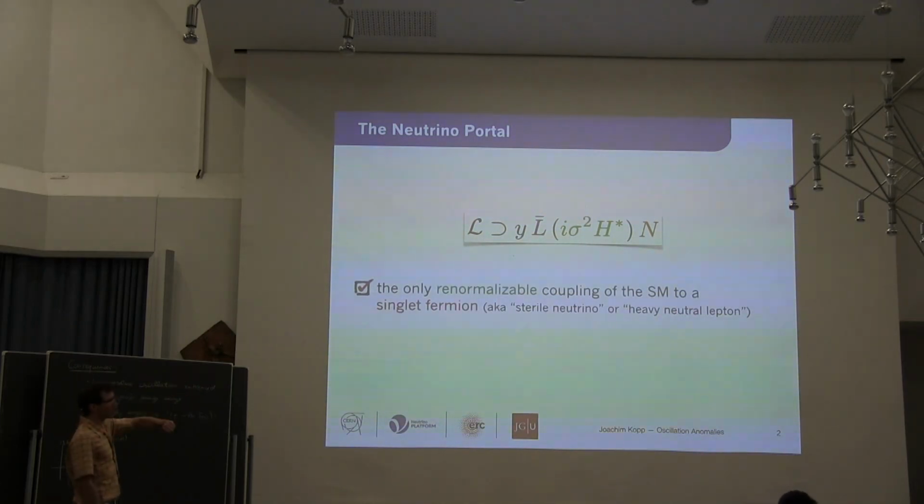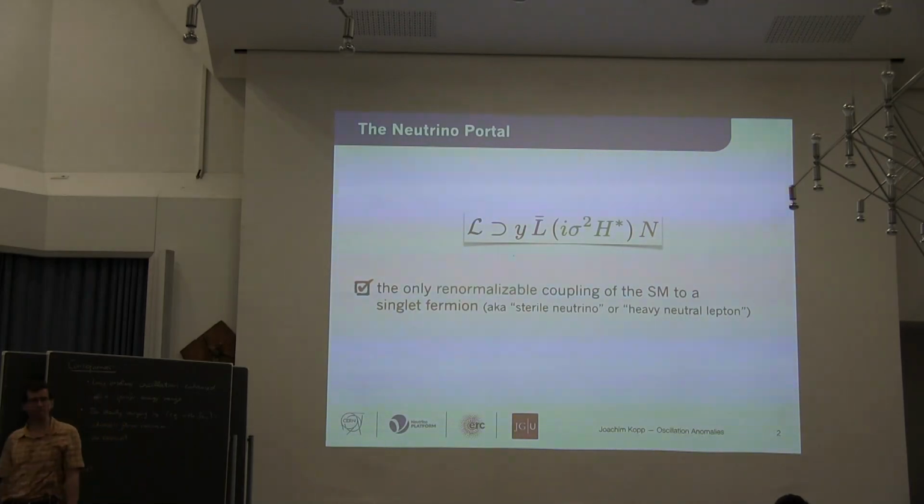And then any such particle can couple to the standard model through this operator. That's the Yukawa coupling of the neutrinos that we've already encountered when we wrote down Dirac mass terms. You have here on the left of the operator the standard model lepton doublets, then you have the Higgs field, the Higgs doublet, and you have the sterile neutrino field. And one reason that operator is interesting is because it's the only renormalizable operator in the standard model through which the standard model can talk to a singlet fermion.